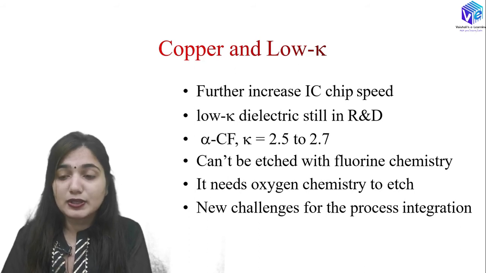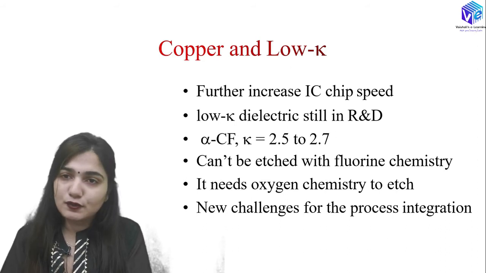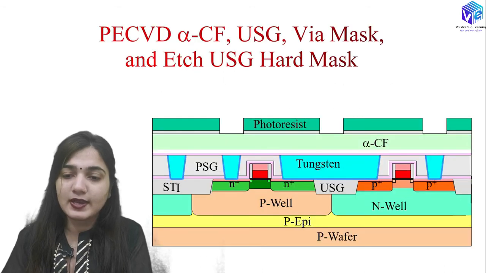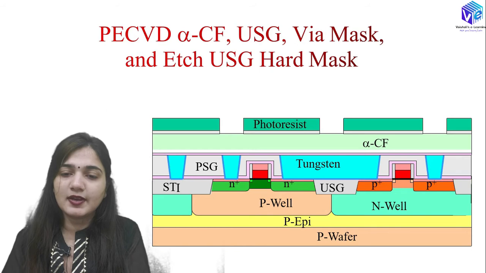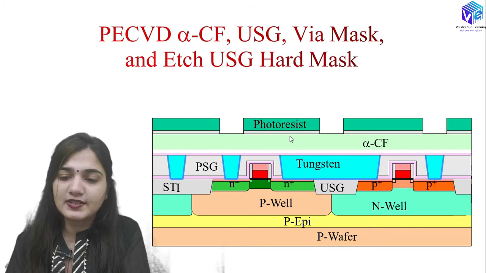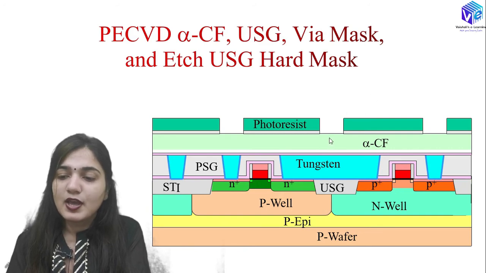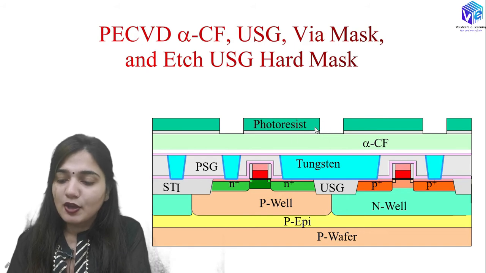So we have new challenges for the process integration, because now I cannot use fluorine, I have to use oxygen, which is dangerous for the further steps as well. You can see here the PECVD, the plasma enhanced chemical vapor deposition, of the alpha CF over here, and then we have the USG layer, and then the via mask, and we are going to etch out the USG with the help of the hard mask.